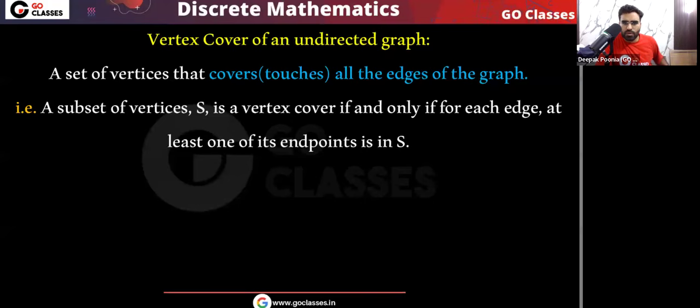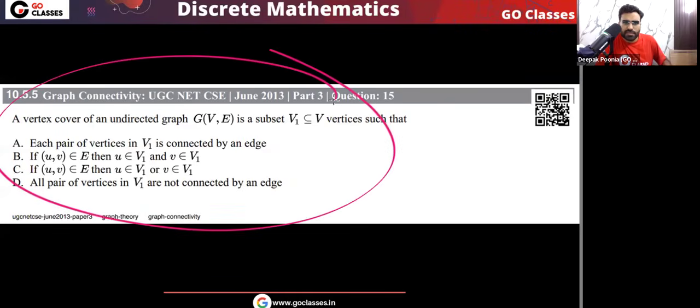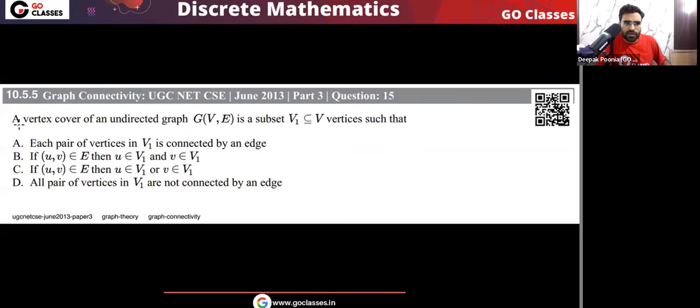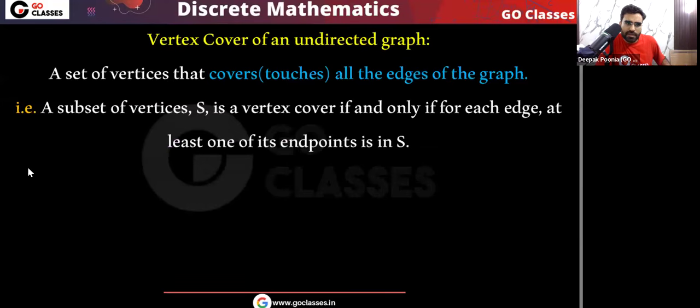So what will be the answer for this UGC NET June 2013 question? A vertex cover of undirected graph G(V, E) is a subset of vertices such that for every edge, at least one of its endpoints must be in this vertex cover. So let's assume we have a graph G(V, E), and we have this S. Let's assume this S is a subset of V. Now remember, S is a vertex cover.